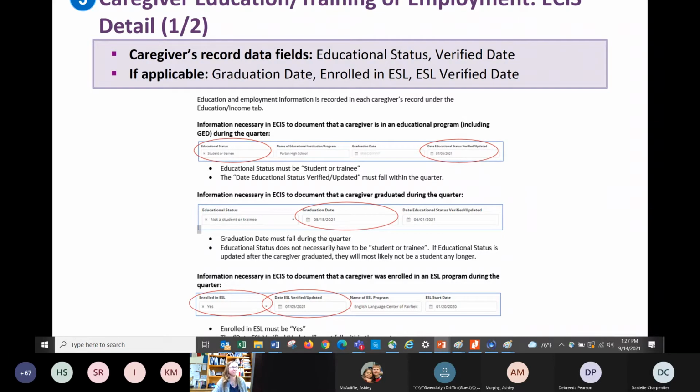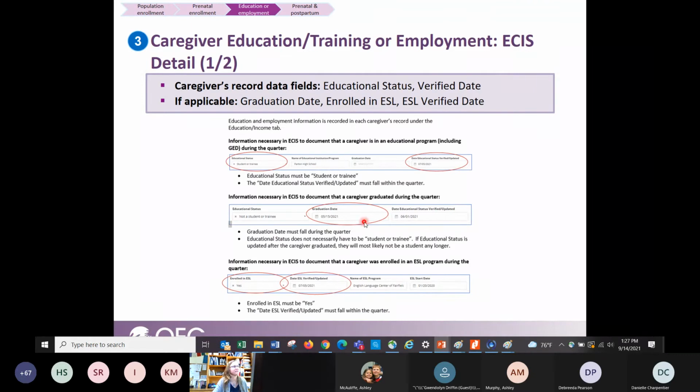Is the caregiver enrolled in ESL? And if so, tell us what's the most recent status. Like, at what point were you sure that they were enrolled in ESL for that verified updated date? And then I believe employment is on the next slide.